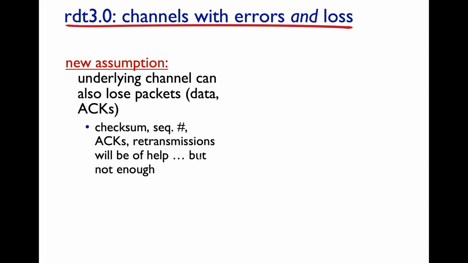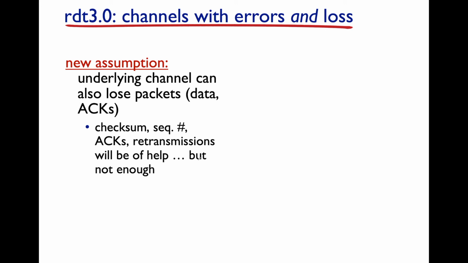Okay, so now we're going to add this idea of loss, not just corruption. And the new assumption is more realistic to what a modern network is. The underlying channel, not only can it corrupt packets, but it can also lose packets. And because it can lose packets, this means it can lose the data on the forward path from the sender to receiver. It can also lose the ACKs on the reverse path from the receiver back to the sender. And of course, we talked about how this loss can happen if a packet meets a router that has run out of buffer space, and that packet gets dropped.